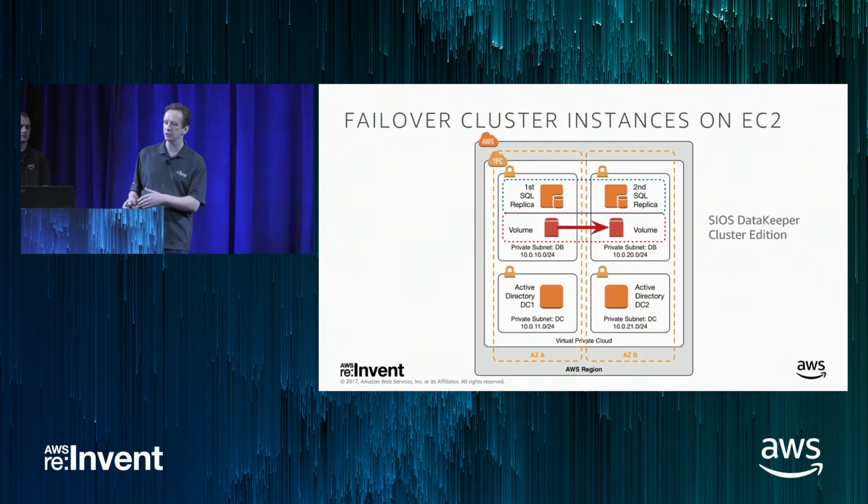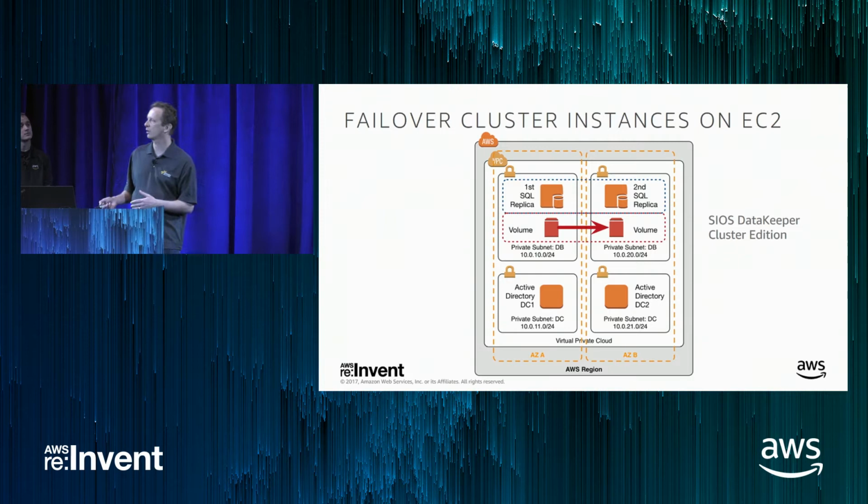So if readable secondaries are important for you, you're going to go Enterprise Edition, you're going to go with availability groups. But if cost is a bigger factor and you don't need those readable secondaries, Standard Edition is supported on a 2-node failover cluster instance.